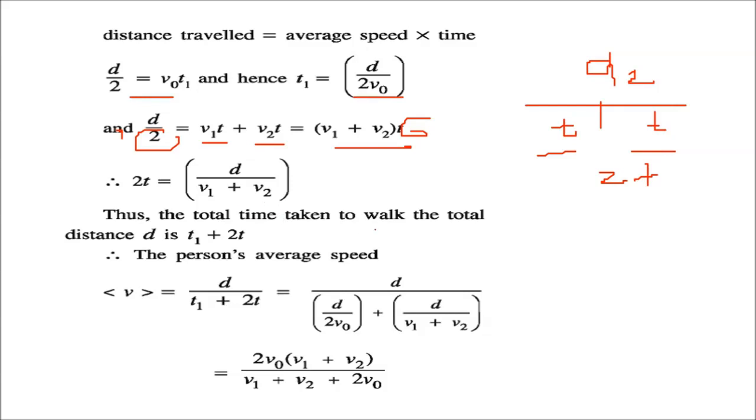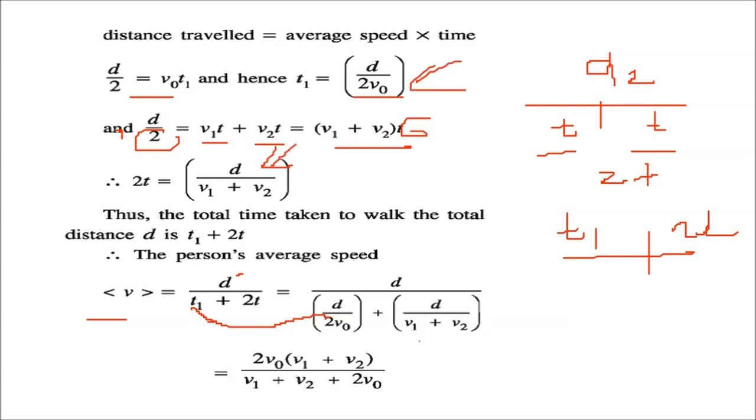So the total time of travel is, we took the first half as t1, the second as 2t. So t1 plus 2t. So the average speed will be what? Speed we know, distance by total time. But t1 we have just computed as d by 2 v0 here, and the second time is d by v1 plus v2. We put it here. And this distance is the total d from here to here. All the distance is d. So we just rearrange them, d cancels out, and this is the final value.